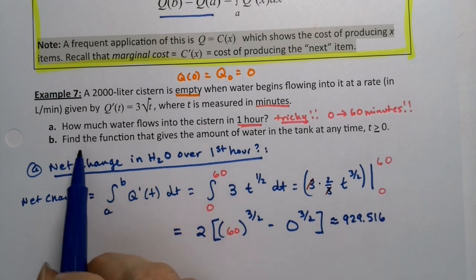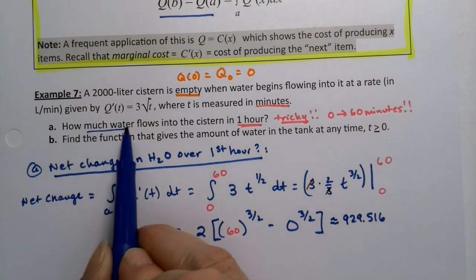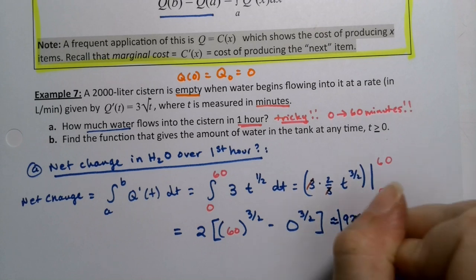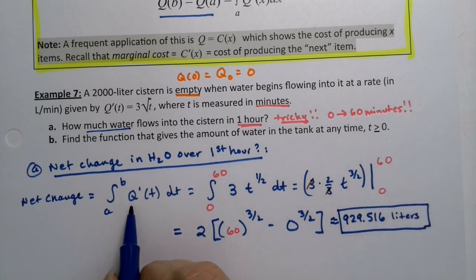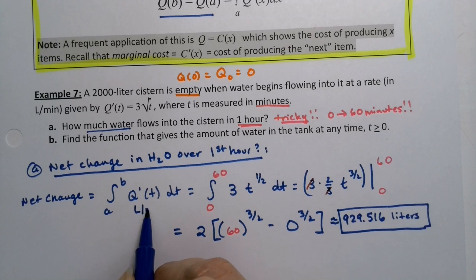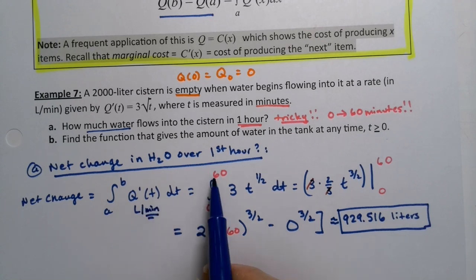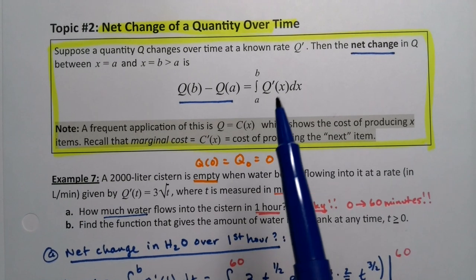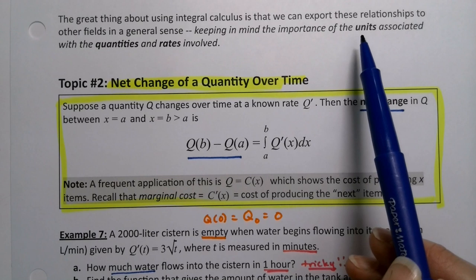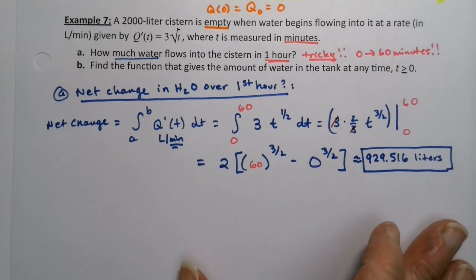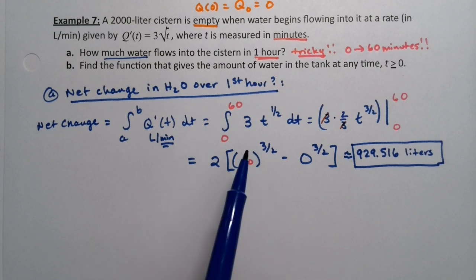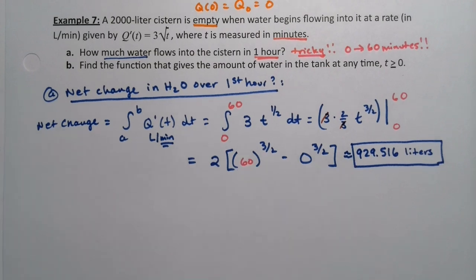Well, it's how much water. So that would be liters, right? Because the flow rate was in liters per minute. So when I integrate over minutes, I'm left with liters. That's why they're saying you want to pay attention to the units associated and the rates involved. As long as I pay attention to the units, I'm good. So 60 minutes, and then it was liters per minute, so therefore it's liters.